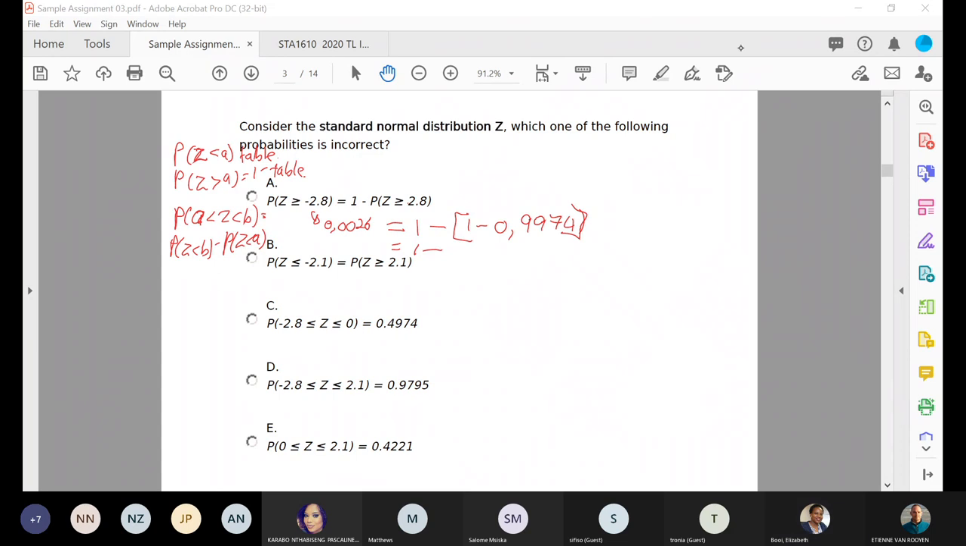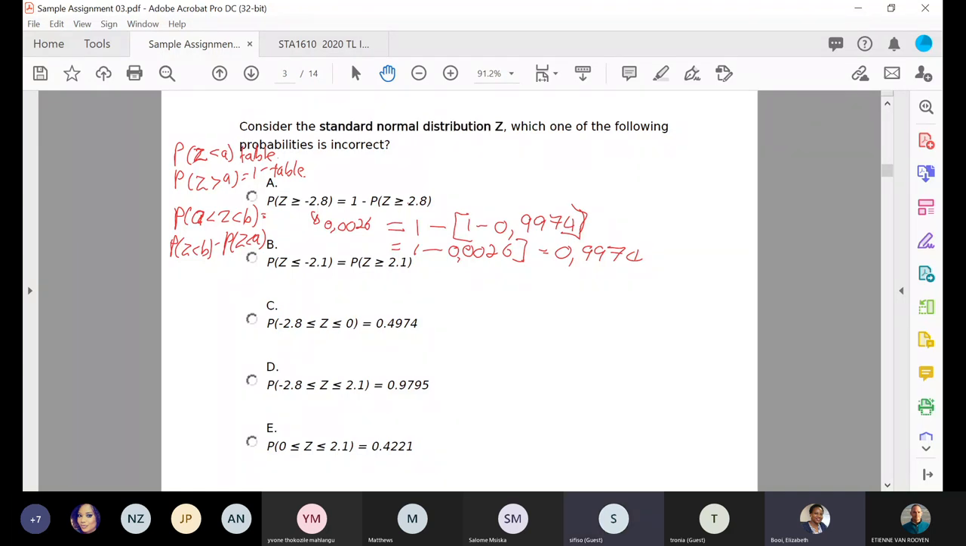1 minus 0.9974 equals 0.0026. And 1 minus 0.0026 gives you 0.9974. So this side will give us 0.9974. So unless this was a mistake or an error on the question that they gave you.